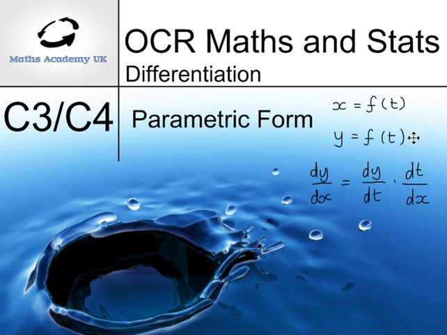The gradient of the curve can be worked out by using this chain rule. So dy by dx, the change in y over the change in x, the gradient of the curve, is given by dy by dt, so you have to differentiate y with respect to t, times dt over dx, so you work out the derivative of this, so you get dx by dt, and you have to flip that over to get dt by dx. So we're using the chain rule.